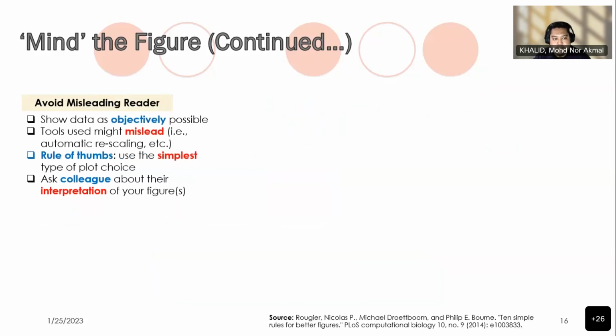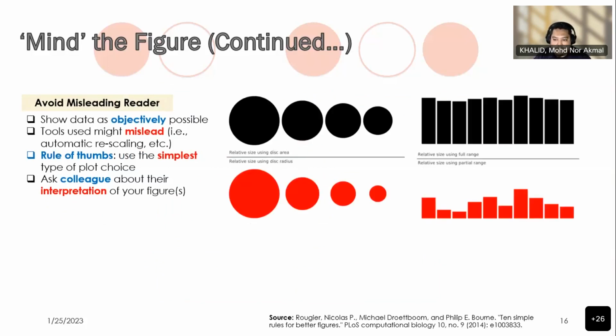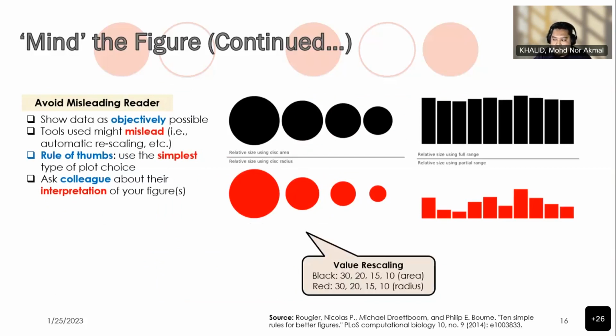And then avoid misleading the reader. So try to be as objective as possible. Some tools might mislead, because you sometimes use different scaling methods. For example, from this example, you can see that both of them are the same value, but one of them uses area, and the other uses radius, the bottom right one uses radius.